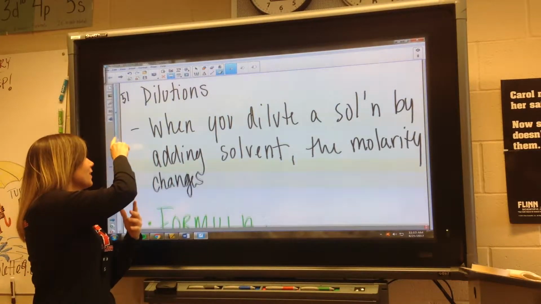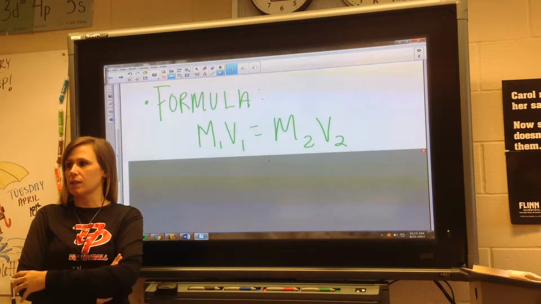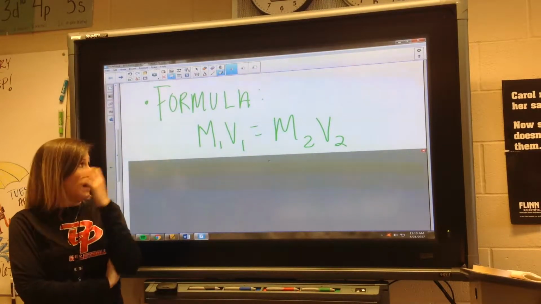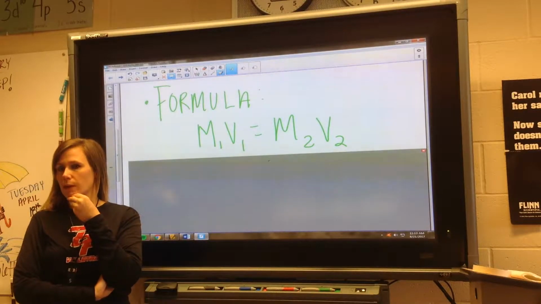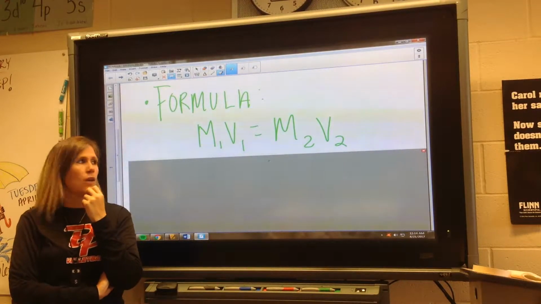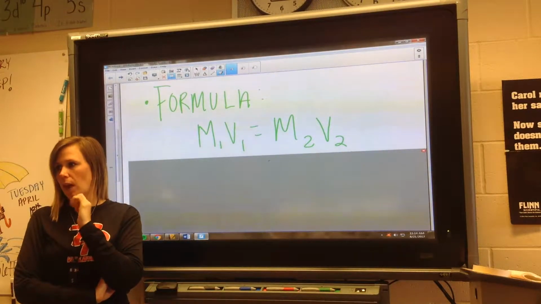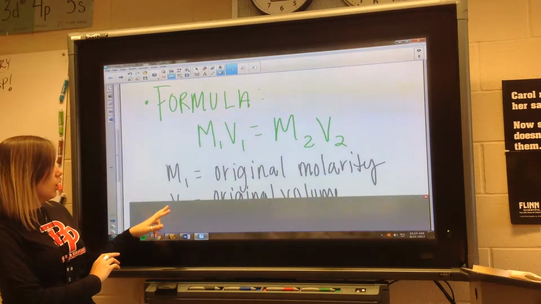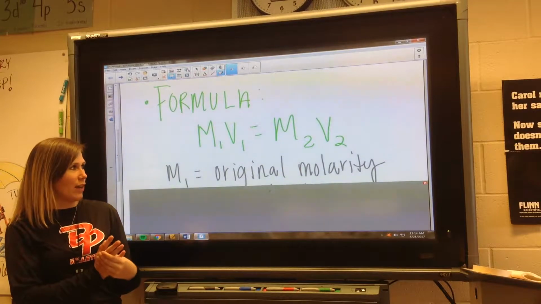Alright, so your formula for this is really simple. Basically in the problems, for the most part, I will give you 3 of these factors and you will need to find the 4th. Okay, not a hard thing. So your formula is M1V1 is equal to M2V2. Okay, what does the capital M mean? Molarity. Okay, V is going to be volume. M1, V1, M2, V2.